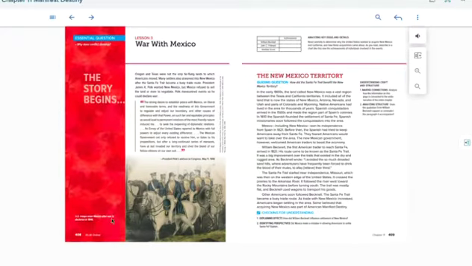And let's look at the picture here. It says U.S. troops enter Mexico after war is declared in 1846. So we know when it happens, and here we have, again, a drawing of U.S. troops going into Mexico.